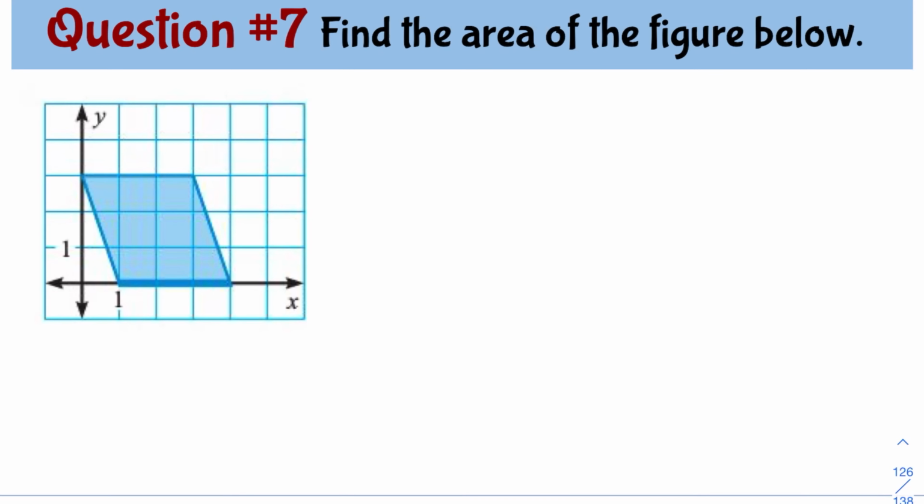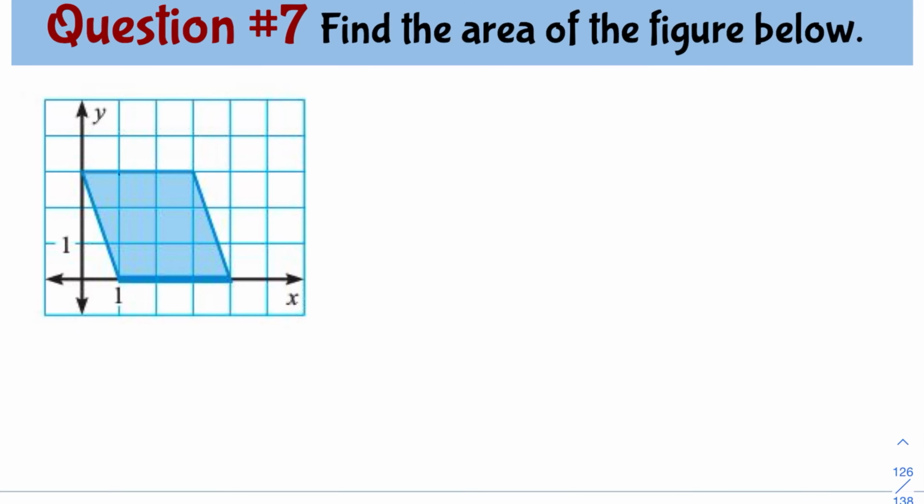Question number 7. Find the area of the figure below. Without using any formula for this figure, if we cut this triangle on the left and then move it to the right, then we can see that it will now be a square, 3 units on each side. So the area for this will be 9 square units.